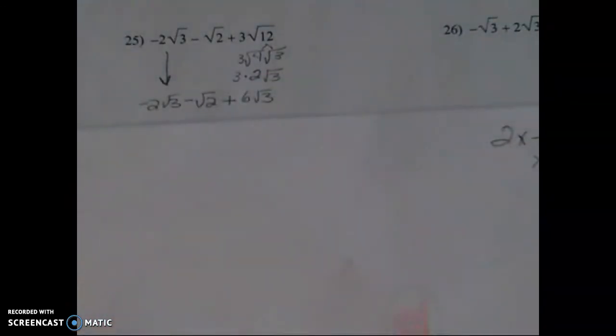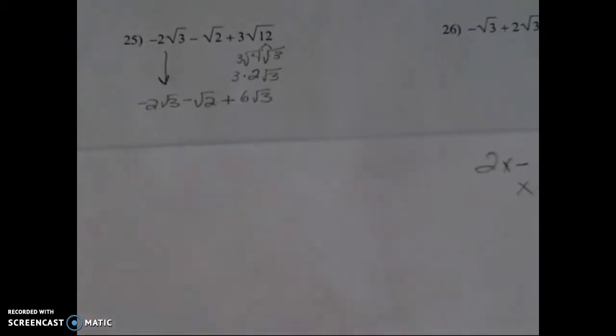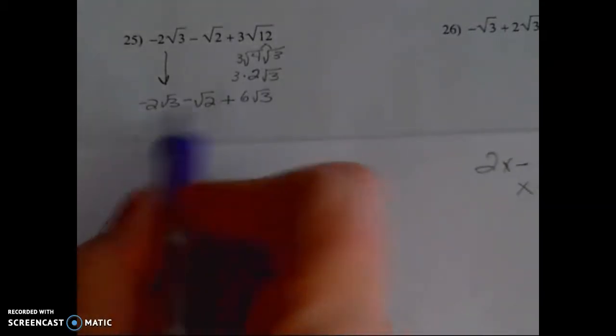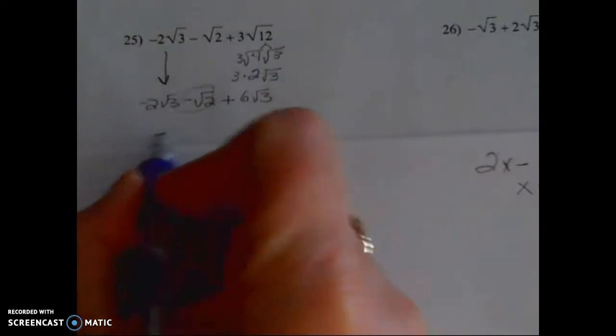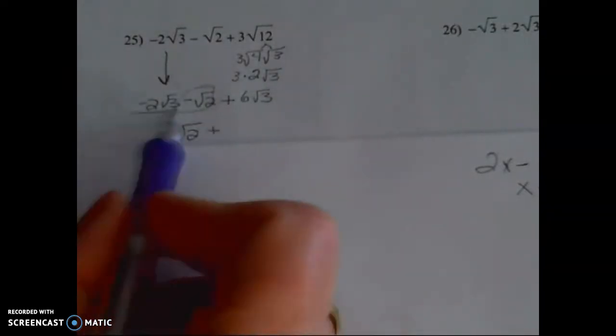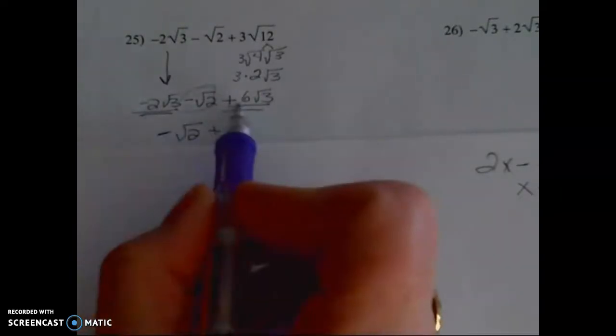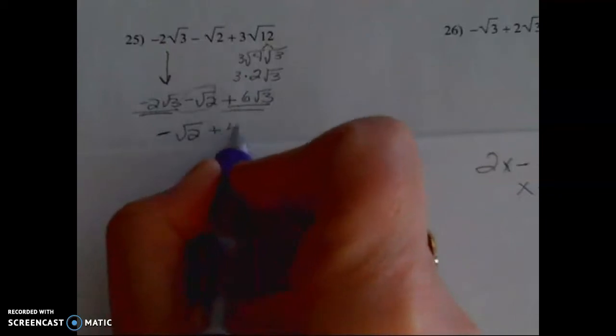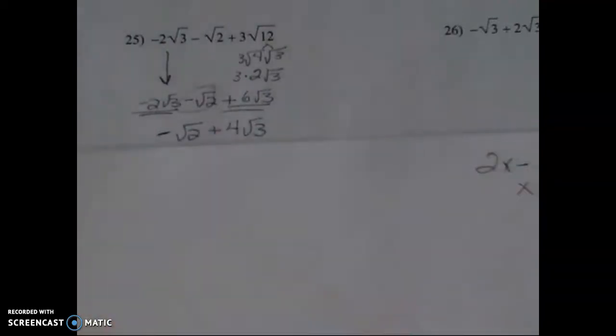Okay, now you are ready to combine your like terms. We'll take care of this root 2 first. It's negative root 2 plus, we'll put these together. Negative 2 plus 6 is positive 4 root 3. You notice that the numbers inside the radical do not change.